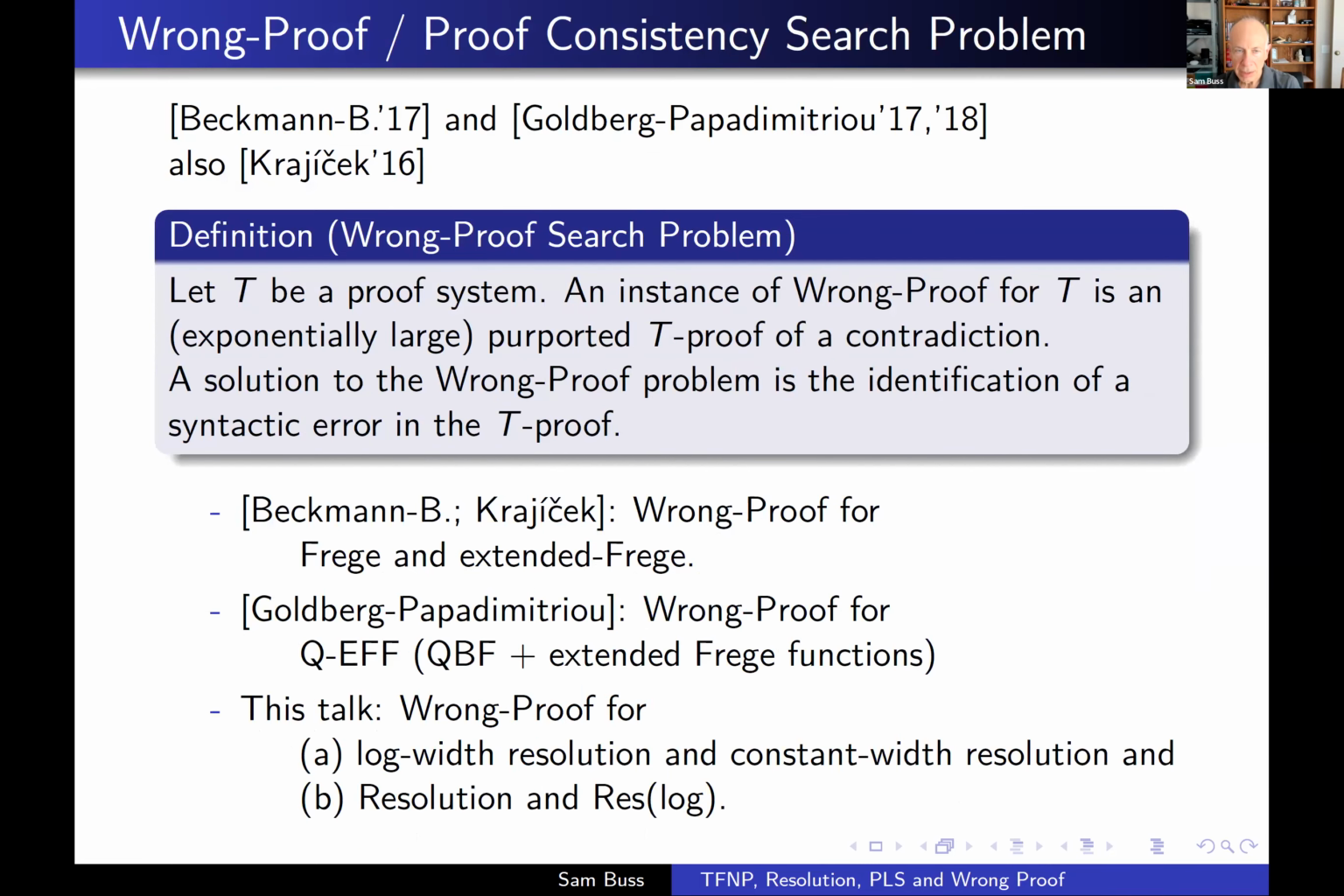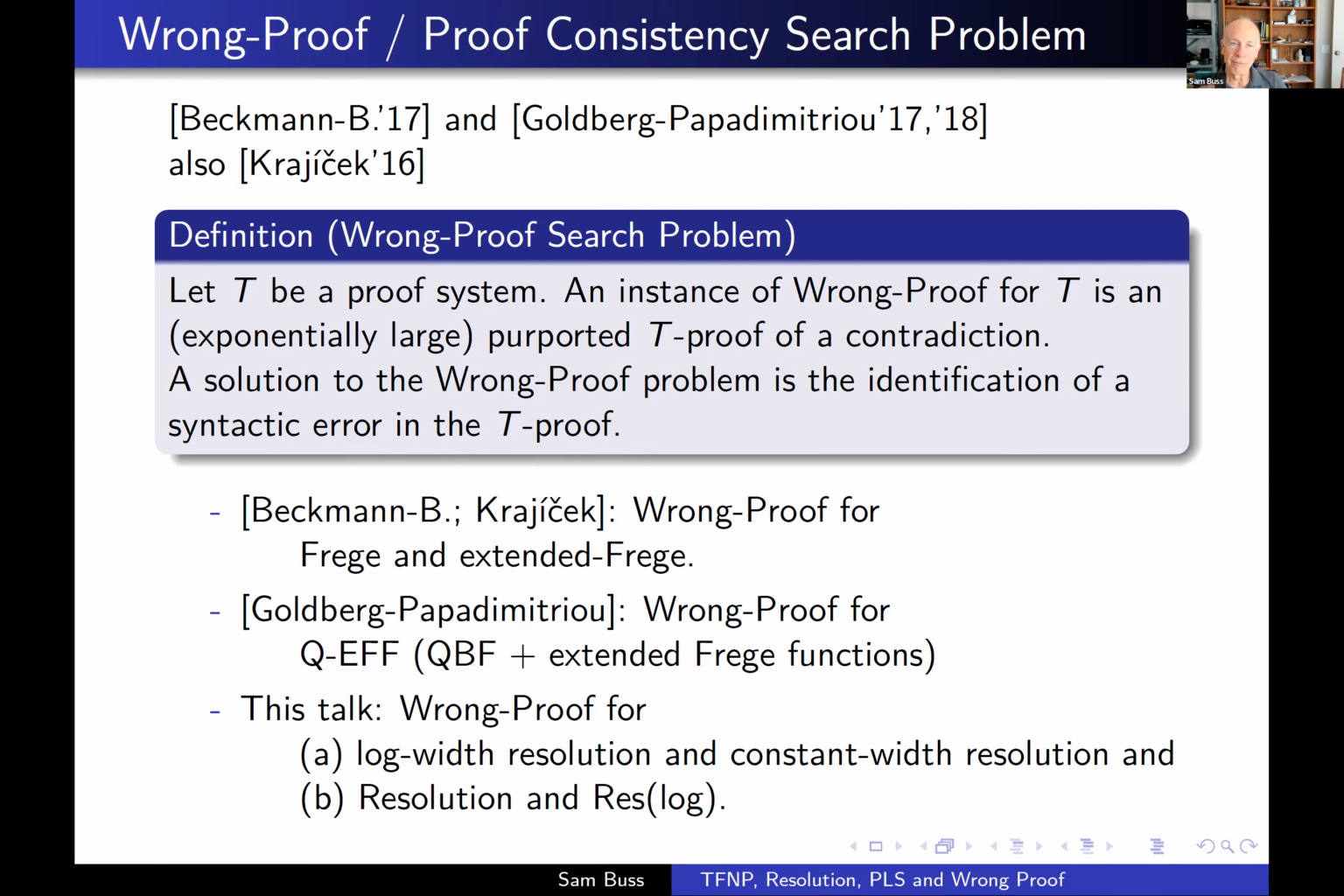So now I want to switch gears a little bit and talk about the so-called wrong proof method, or proof consistency search method, which Neil also talked about. This comes out of work of Jan Krajíček on implicit proofs. Arnold and I worked on this, and also Goldberg and Papadimitriou. Arnold and I called it the proof consistency search method, and Goldberg and Papadimitriou called it the wrong proof method. They clearly have a much better name than we did, so I'm going to call it the wrong proof search problem.